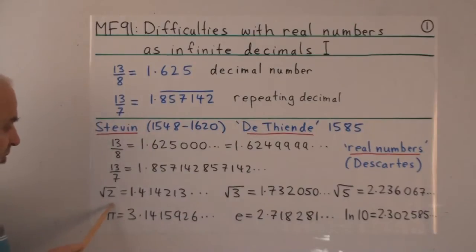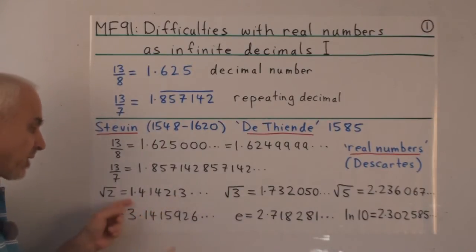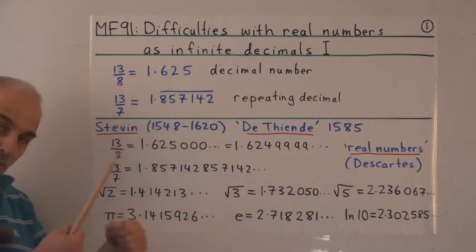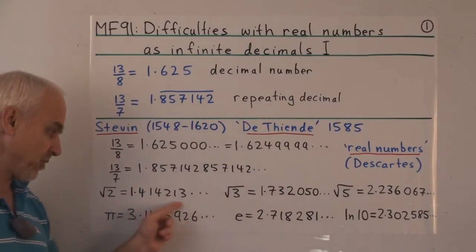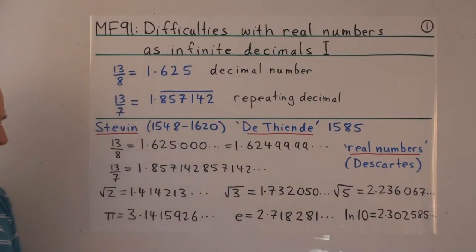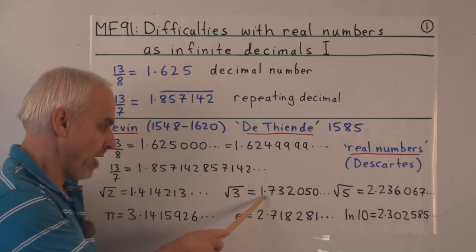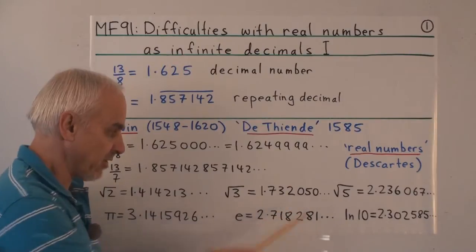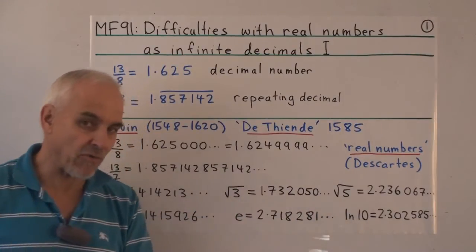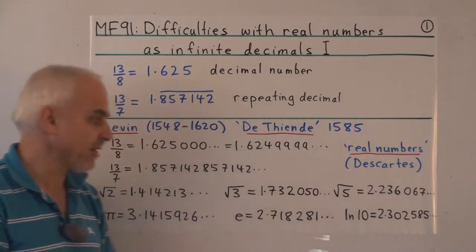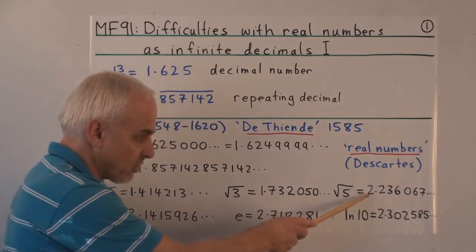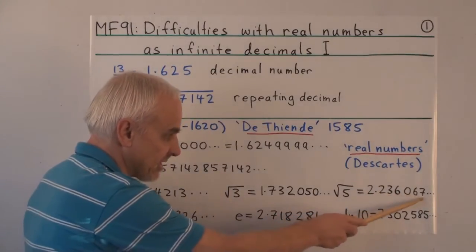So for example, root 2, you could actually calculate root 2 using the square root algorithm and get 1.414213. You could get a sequence like this, and the more you computed, the further you could go in expanding that decimal. Root 3, you can get a decimal for that, 1.732050, and again you can carry on the algorithm to proceed as far as you like. Or root 5, 2.236067, and so on.